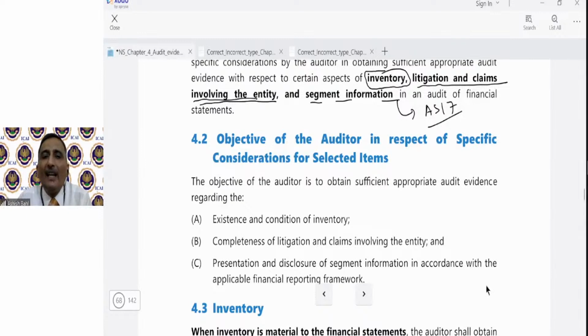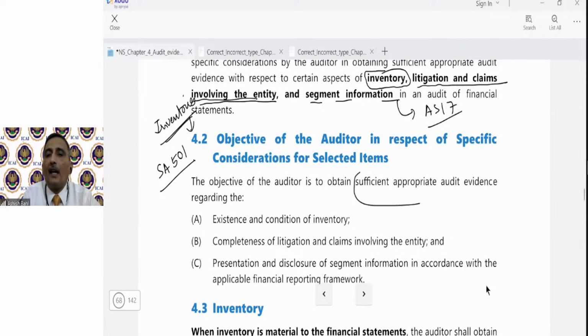So first of all, we shall be talking about inventories. What does SA 501 state about inventories? It states that the objective of the auditor is to obtain what? To obtain sufficient appropriate audit evidence regarding the existence and condition of inventory.